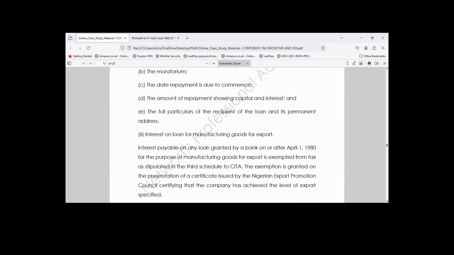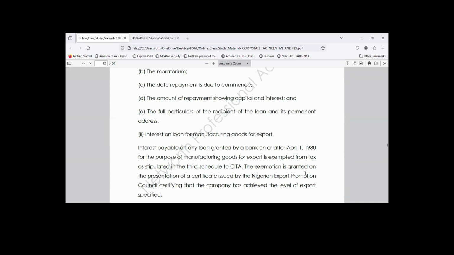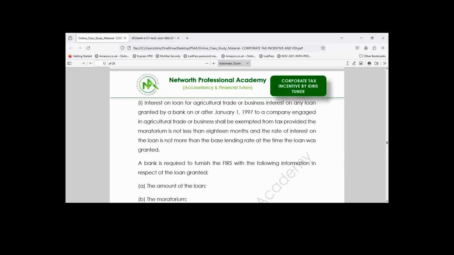Another one, if a bank gives a loan for manufacturing goods for export, such kind of loan shall be exempted from tax, provided that the certificate of export is obtained by the company and 50% of the goods manufactured by the company is not re-exported back to Nigeria. So that is interest incentive.